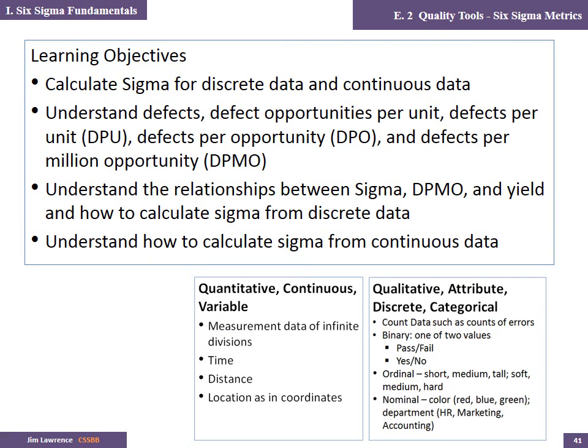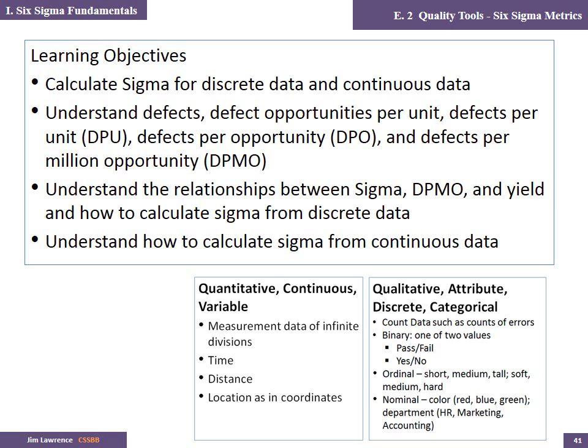Now we're going to go over basic Six Sigma metrics. We're going to look at calculating sigma for discrete data and continuous data, and understand defects, opportunities per unit, defects per unit, defects per opportunity, and defects per million opportunities. We can look at the relationship between sigma, DPMO, and yield, and how to calculate sigma from discrete data. And we can also understand how to calculate sigma from continuous data.